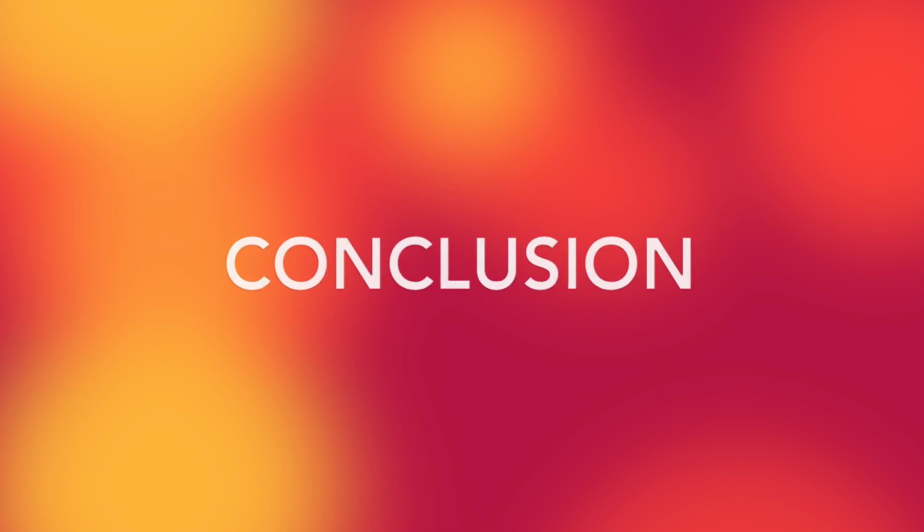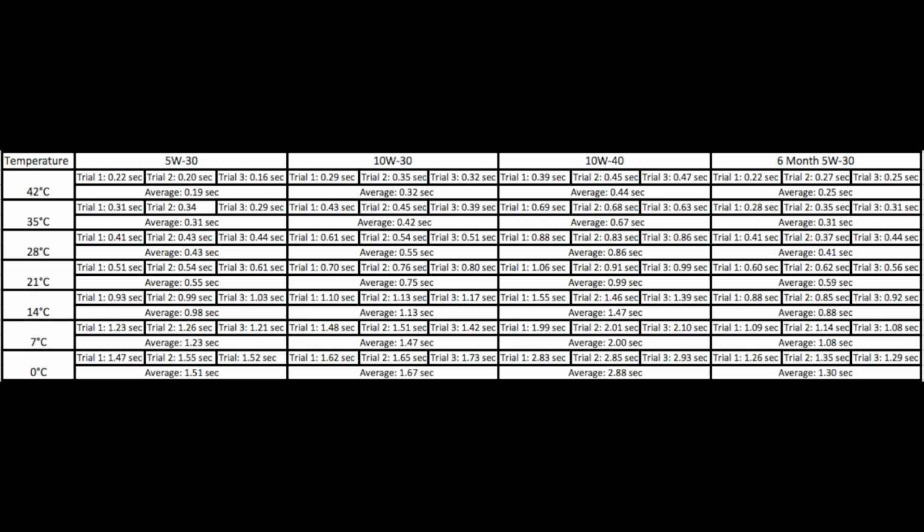Now, for our conclusion. On the data table are the 4 different motor oils. On the left are the 7 different temperatures, from 0 degrees Celsius to 42 degrees Celsius. For each temperature, for each motor oil, we have 3 different trials, and we found the average of those 3 trials. As you can see, as the temperature decreases for all the motor oils, the time it takes to reach the bottom increases.